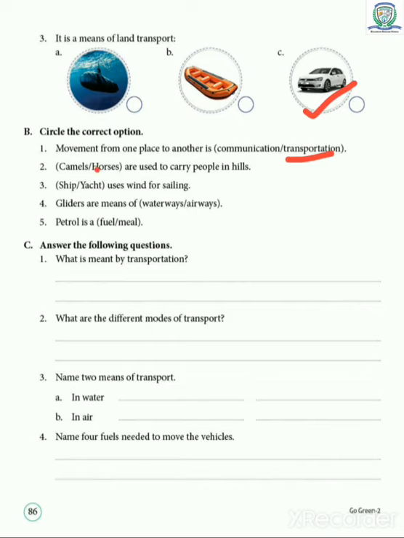So, it is horse. Number 3. Ship / yacht uses wind for sailing. So, the answer is yacht. Number 4. Gliders are means of airways. And number 5. Petrol is a fuel or meal. So, petrol is a fuel.